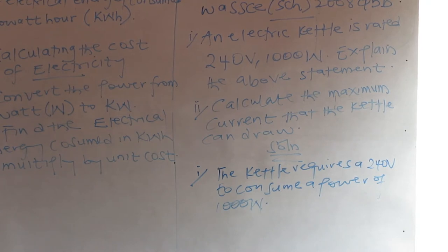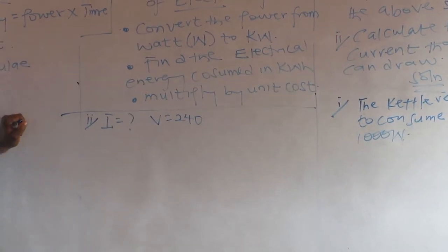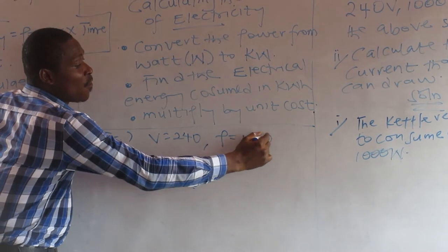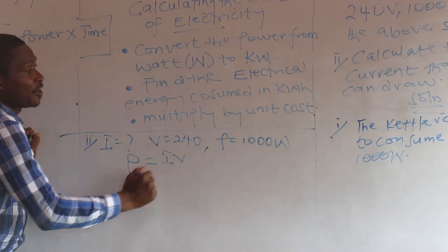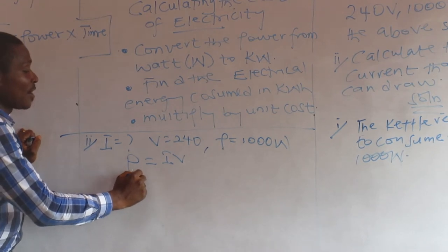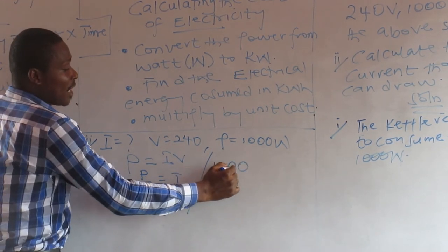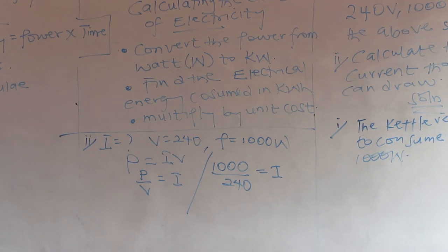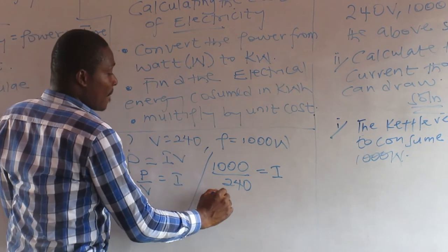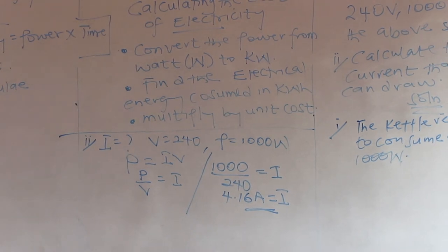Calculate the maximum current the kettle can draw. Current is I. Now I have my voltage here, 240, and I have my power to be 1000 watts. The power formula relating current and voltage is P equals IV. So we can have P over V equals I when you make it the subject. The power is 1000, the voltage is 240. The answer is in amperes. Remember, current is in amperes. That's it. Thank you.